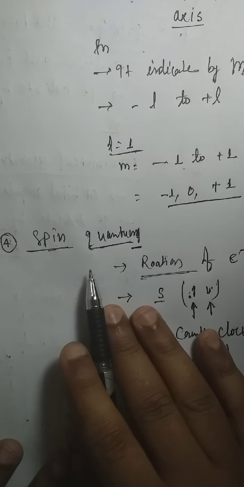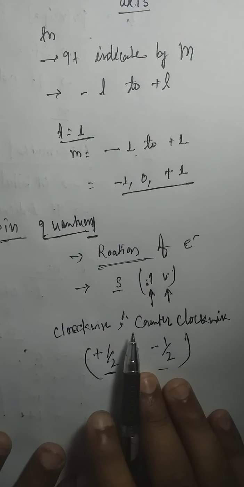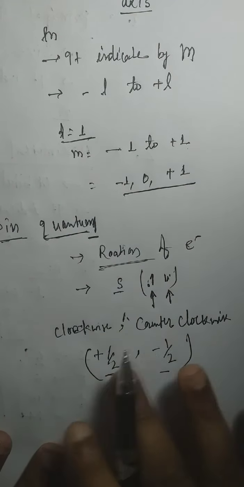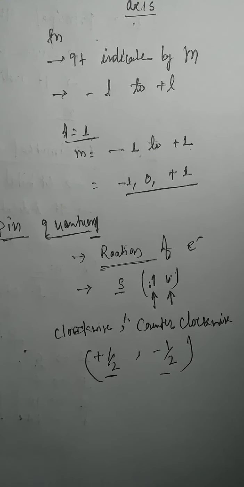The last quantum number is the spin quantum number, which talks about the rotation of the electron. Whether the rotation is upward or downward does not matter, and its value also does not matter. It only indicates that one is clockwise and another is counterclockwise, with their respective values. So go through this topic perfectly. I will discuss some questions based on this topic in the next class. Thank you.